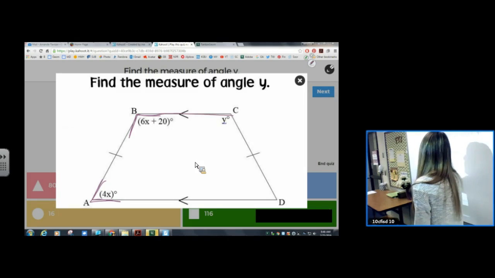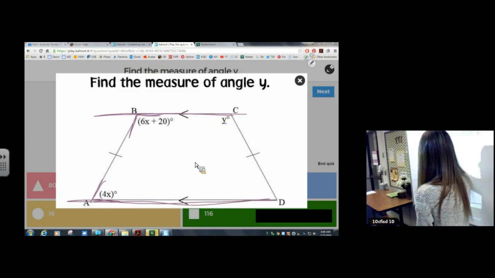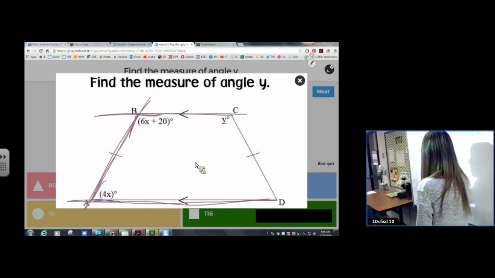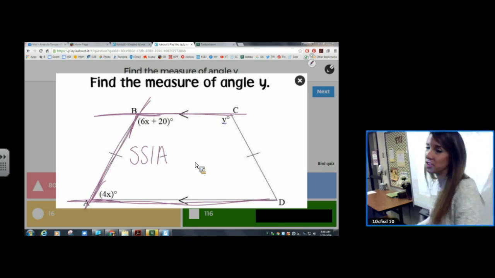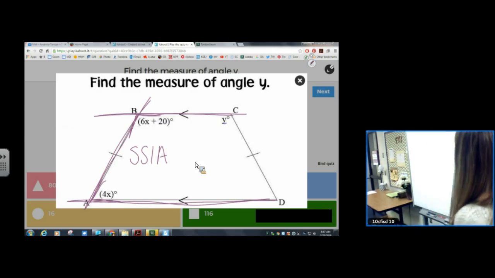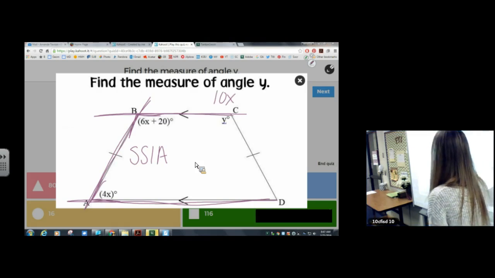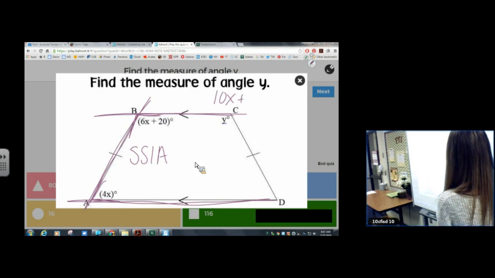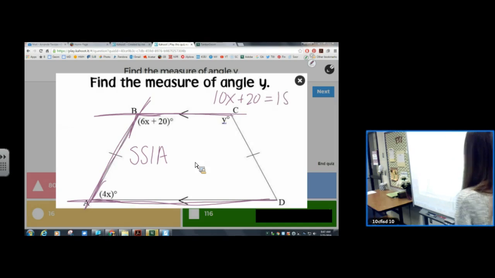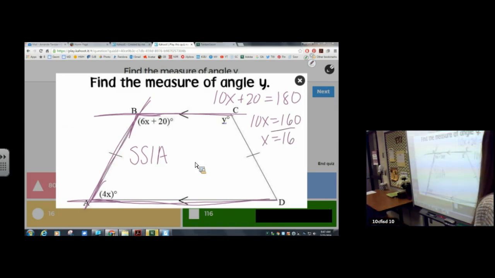Instead, I would just focus on, okay, we've got parallel lines cut by a transversal. These are same side interior angles. That starts with an S, so they're supplementary. You add them to equal 180. 6x plus 4x is 10x. 20 plus nothing is 20. So 10x plus 20 equals 180. 10x equals 160. X is 16.